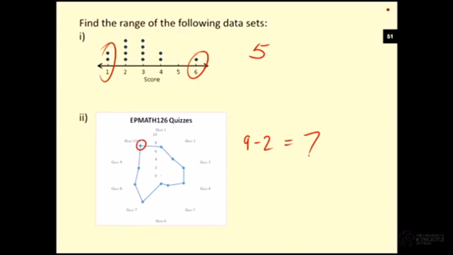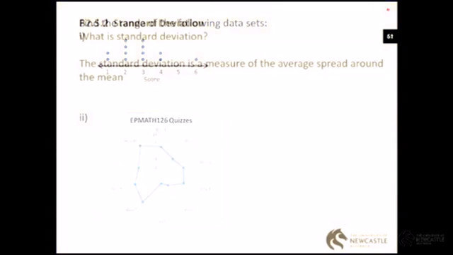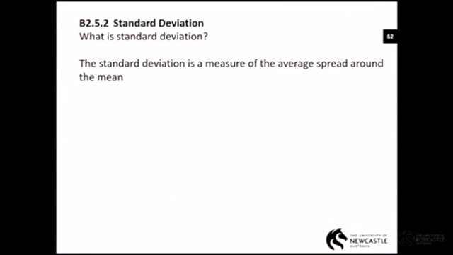There's a range of 7 in that radar chart. The maximum was 9 and the minimum was 2. 9 minus 2 is a range of 7. Okay, so range, simple as that.